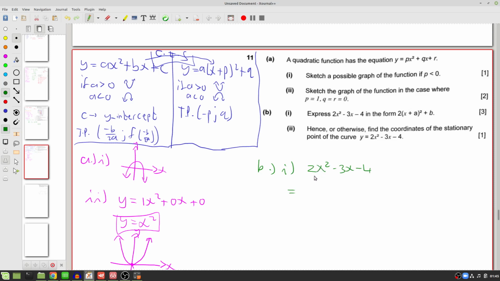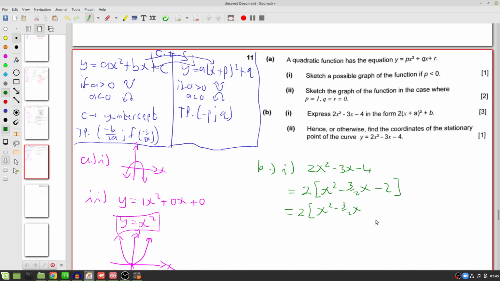At the moment it's 2, so what we can do is factor out that 2. And what's left? Well, what's left is x squared minus, what's 3 divided by 2? Well, we just write 3 over 2, and then 4 divided by 2 is 2. Okay, now that we've factored out that part, the next step is to rewrite the first two terms. So I'm going to do x squared minus 3 over 2x.